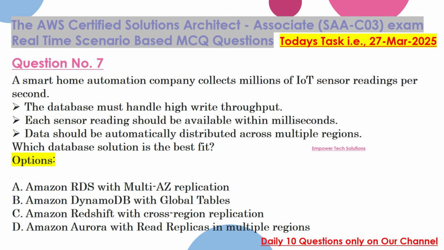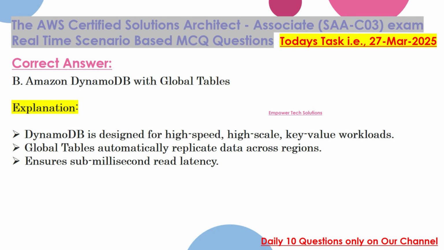Options: A. Amazon RDS with multi-AZ replication. B. Amazon DynamoDB with global tables. C. Amazon Redshift with cross-region replication. D. Amazon Aurora with read replicas in multiple regions. Correct answer: B. Amazon DynamoDB with global tables.